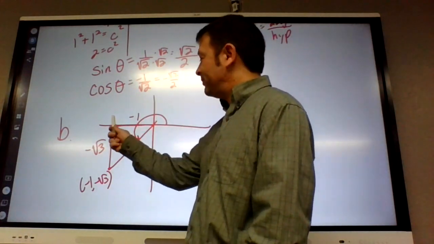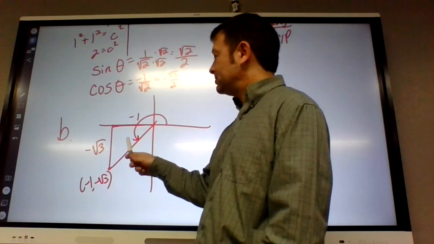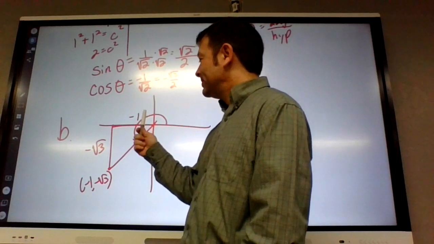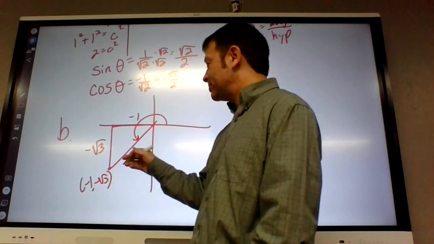Anyway, so it's -1, negative square root of 3. So 1 squared plus that squared is going to be 4. Square root of 4 is also 2.